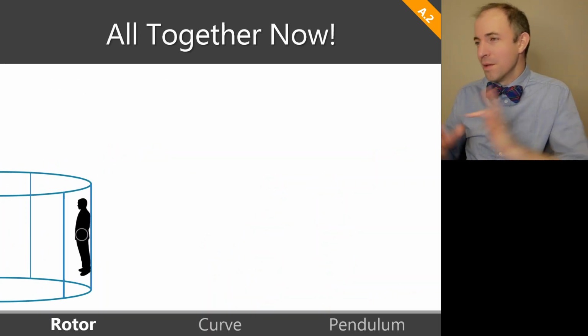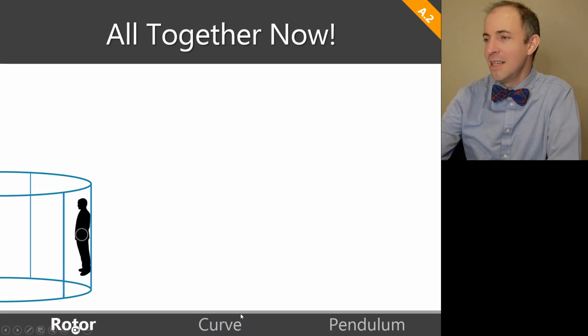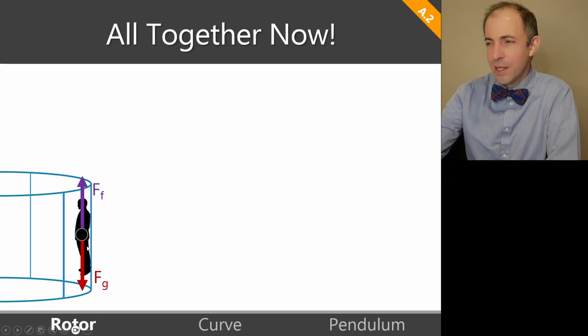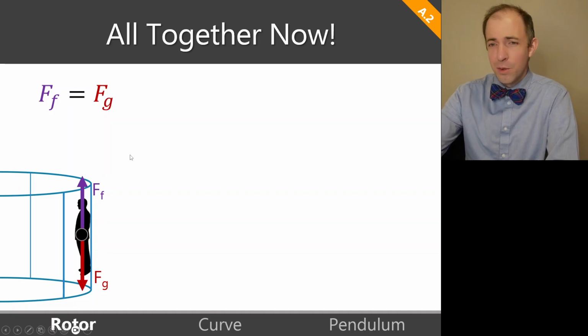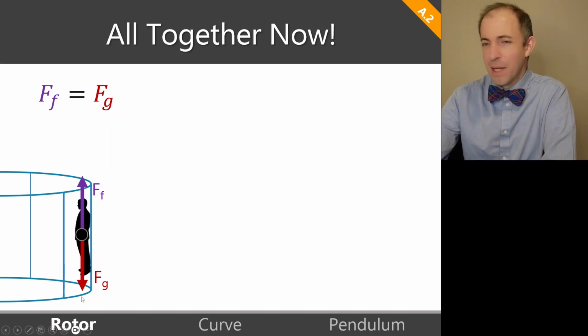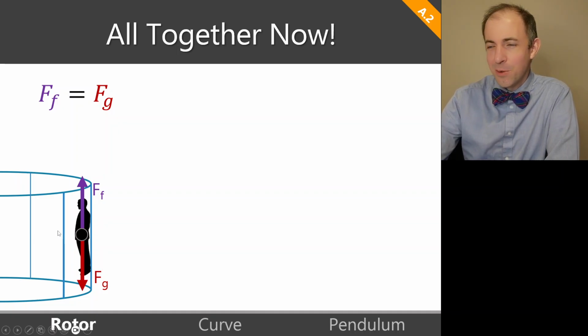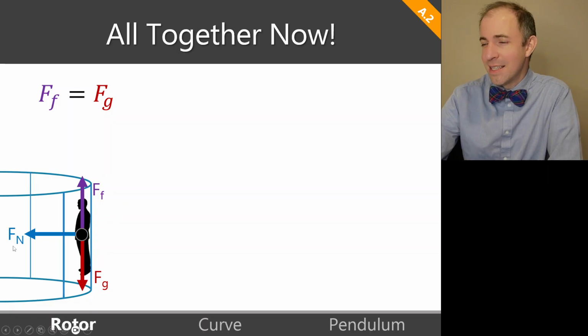All right, so to assemble this along with our other examples that we'll see later on, if we have an object or a person in a rotor, we know that there is a force of gravity going down and a force of friction supporting them going up. Those are equal to each other. If this object is spinning around in a rotor and stuck to the wall, there is also a force pointing towards the center. In this case, it is the surface of the wall pushing inward. That is the normal force.